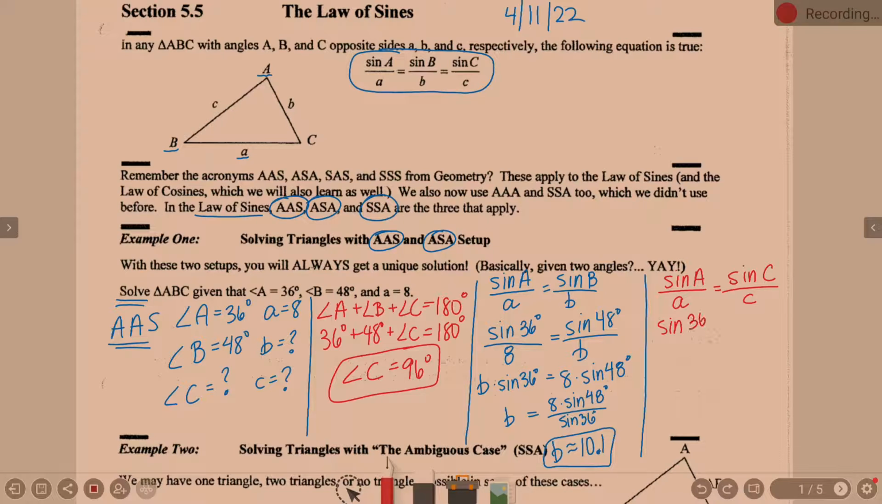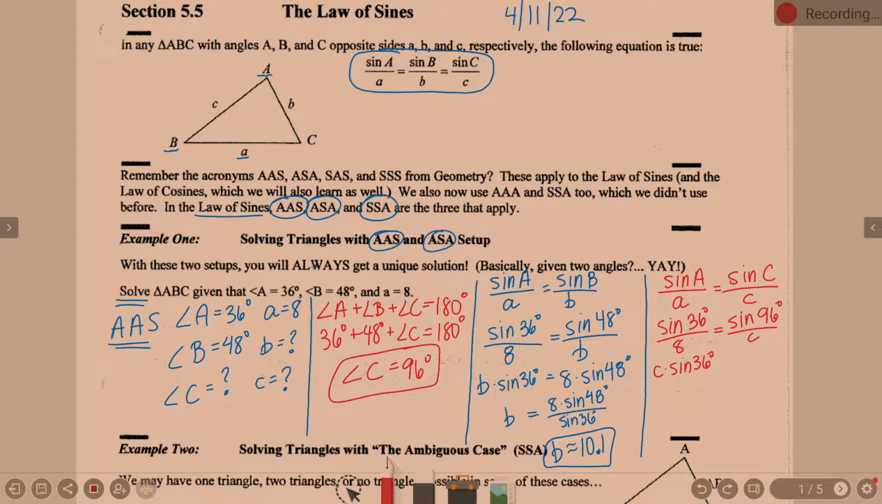Sine of 36 degrees over 8 is equal to sine of, what is it, 96? There it is. 96 degrees over C. Do you know how to solve this? This is why I said I like law of sines in most cases, because the math is pretty easy, isn't it? It's understanding how to set the problem up, which in this case was a pretty easy setup, and it's doing the math.